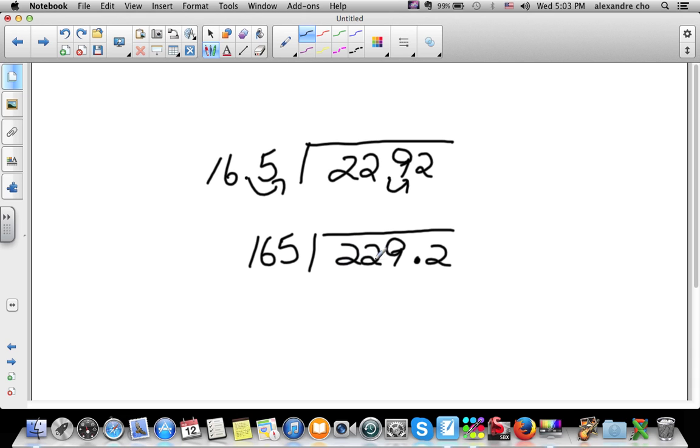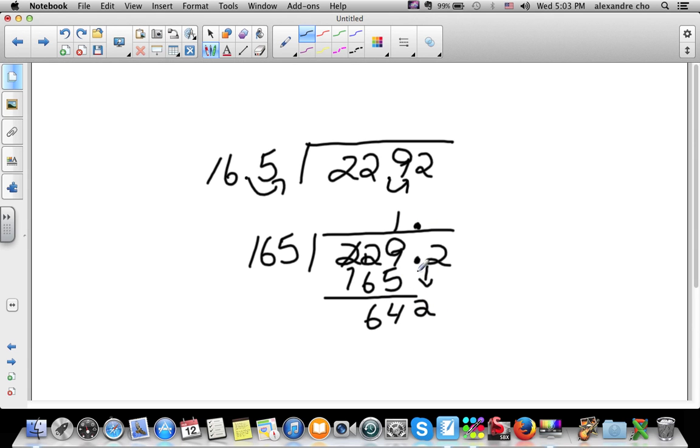165 does not go into 2, does not go into 22, but goes into 29 one time. Okay, let's subtract. 9 minus 5 is 4. Just need a little borrowing. 12 minus 6 is 6. I forgot to do something before we started, which was move this decimal up because it's going to be part of our answer. Bring the 2 down.